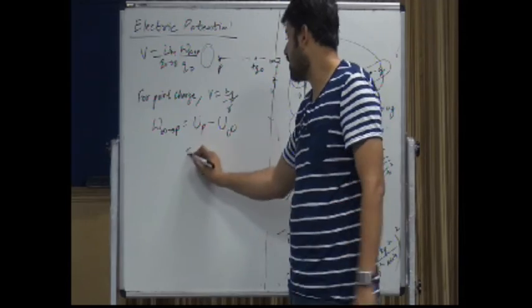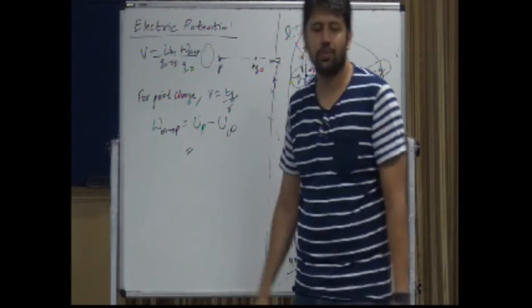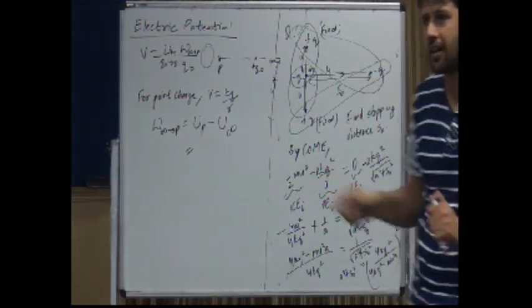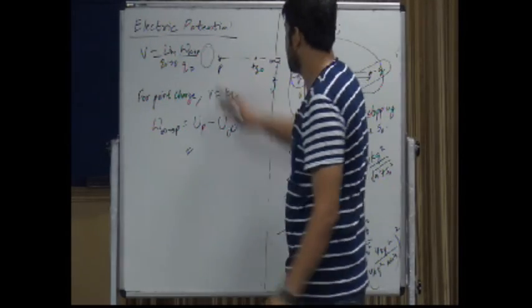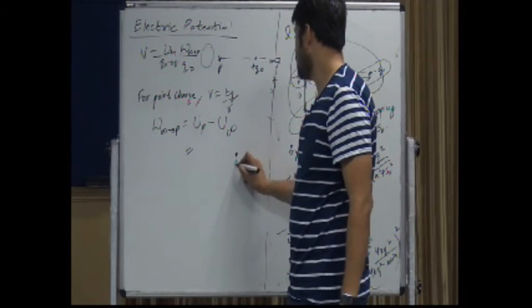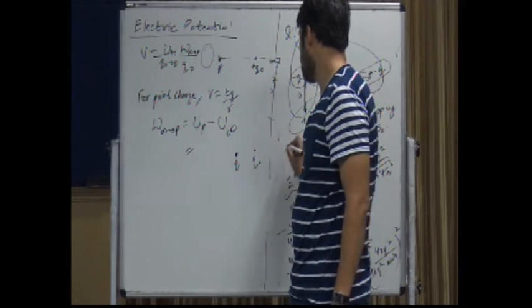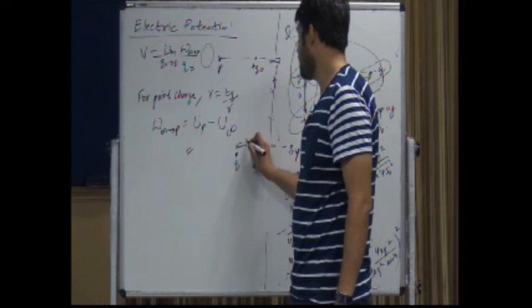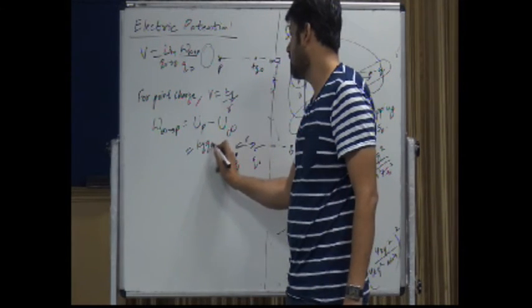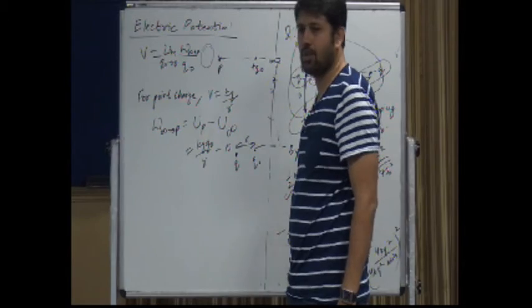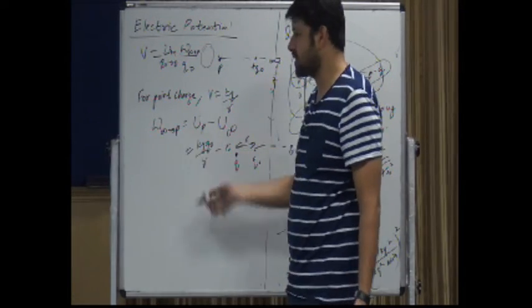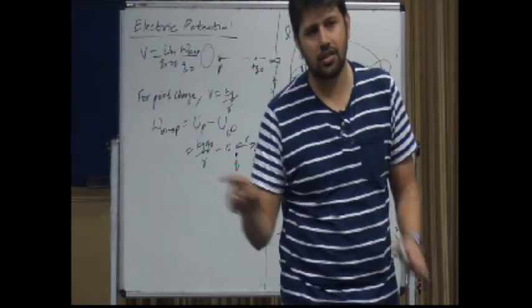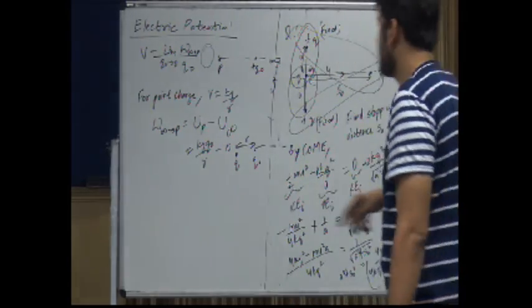So this you already know, at P point the potential energy would be what? KQQ naught by R. If we have a point charge Q here and a charge Q naught is brought from infinity to R distance, the potential energy at infinity is 0. So work done is this, potential would be what? This divided by Q naught, and taking the limit.